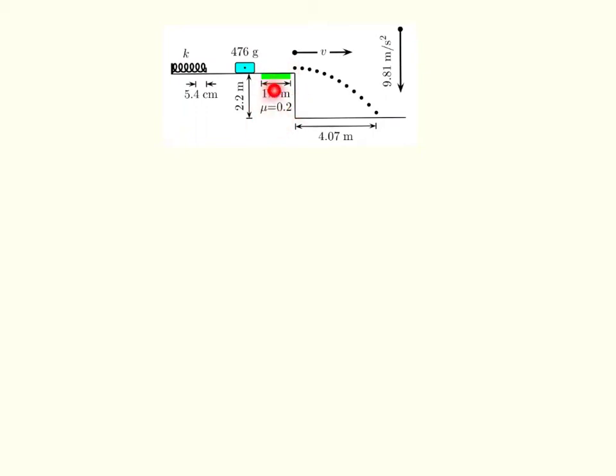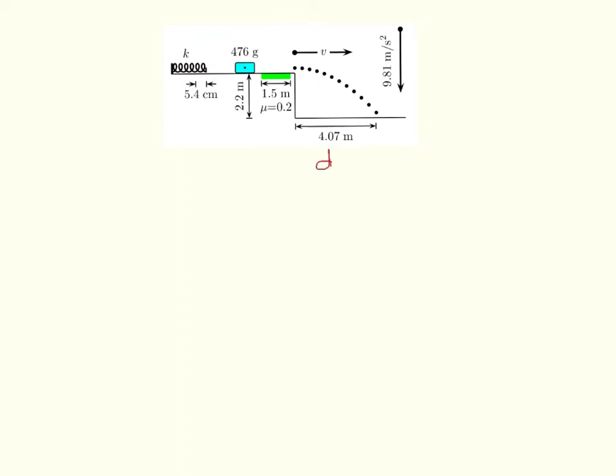It travels 1.5 meters there before it's launched off of the edge, winds up coming down, and a distance of 4.07 meters is how far it moves. We also know it falls 2.2 meters. So this is a projectile motion question. Let's tackle that first because we're going to have to work all the way backwards to get to the spring constant. So the first thing we need to know is that it moves 4.07 meters.